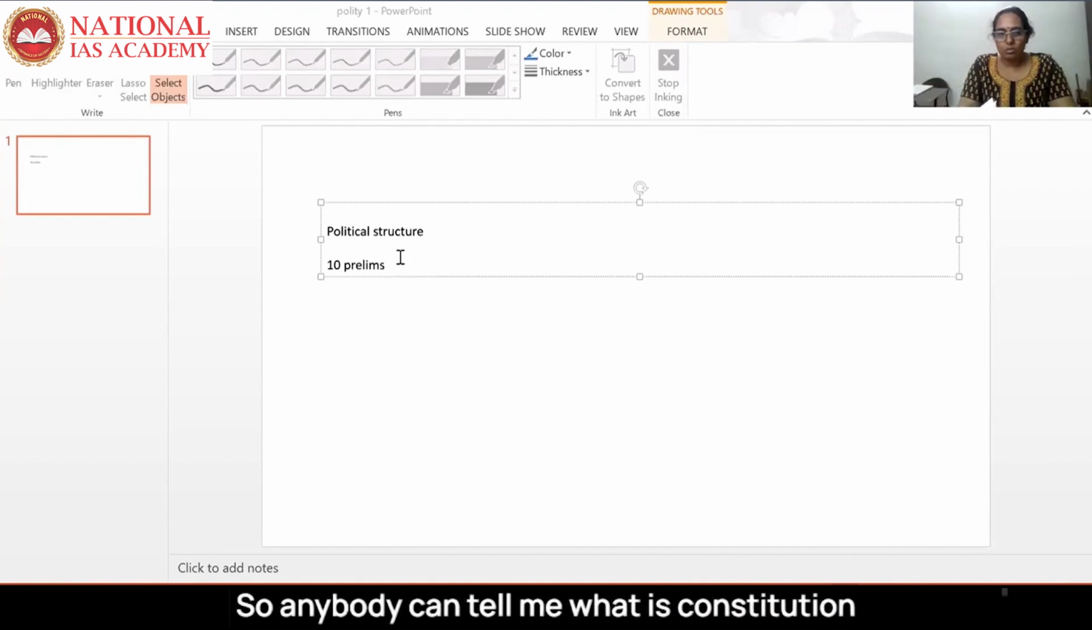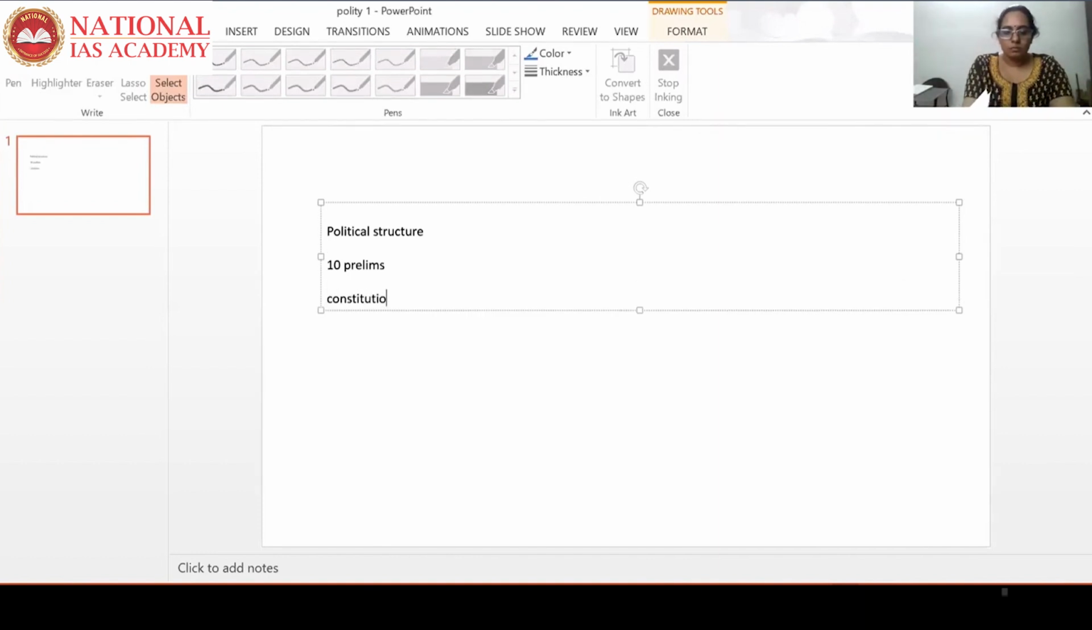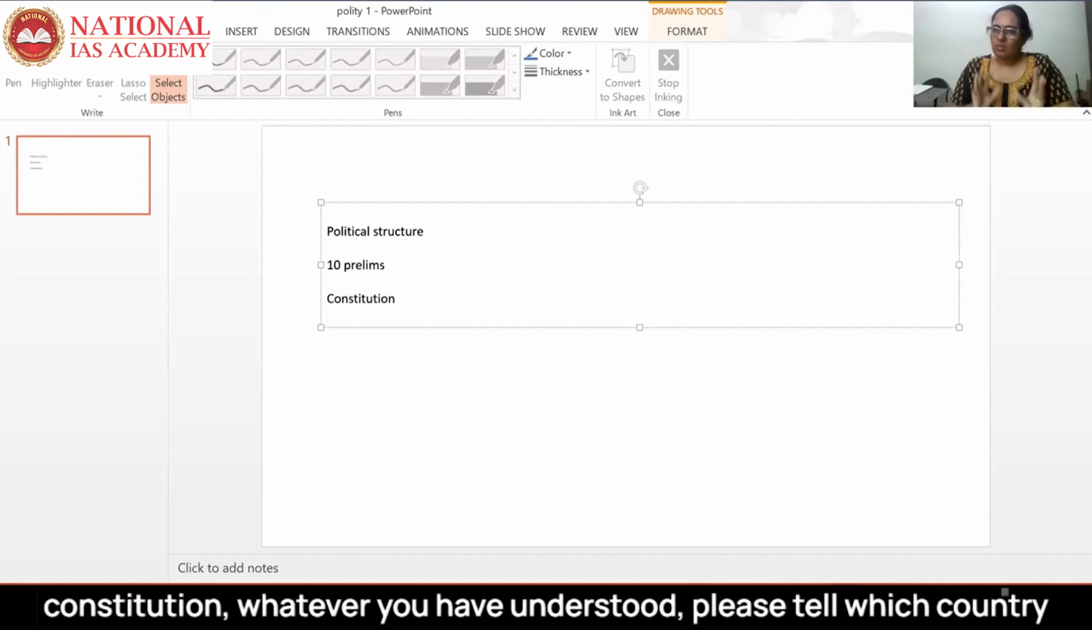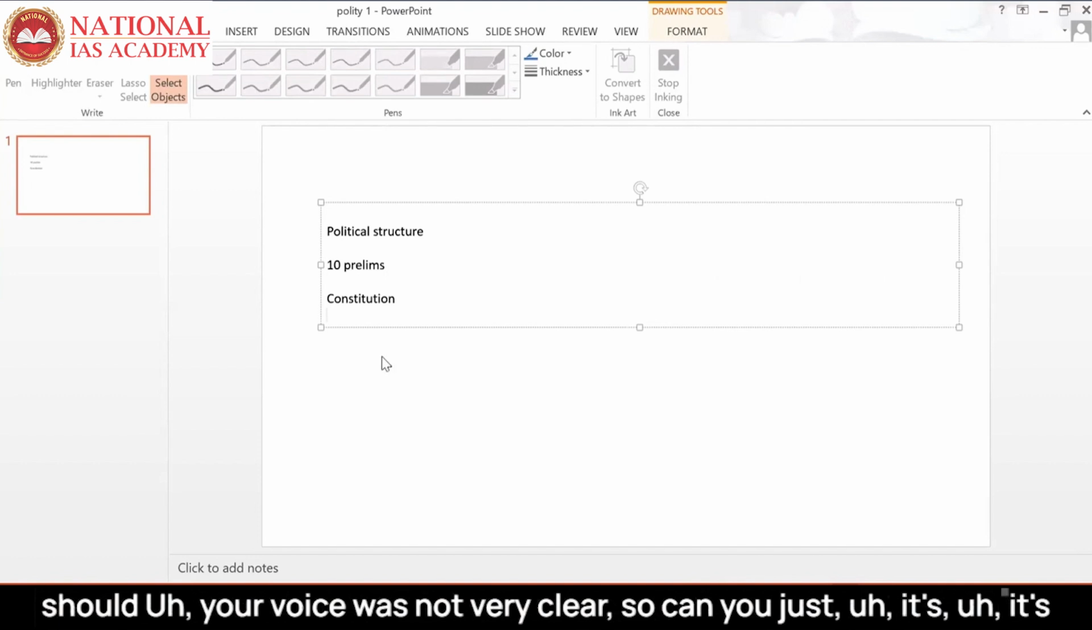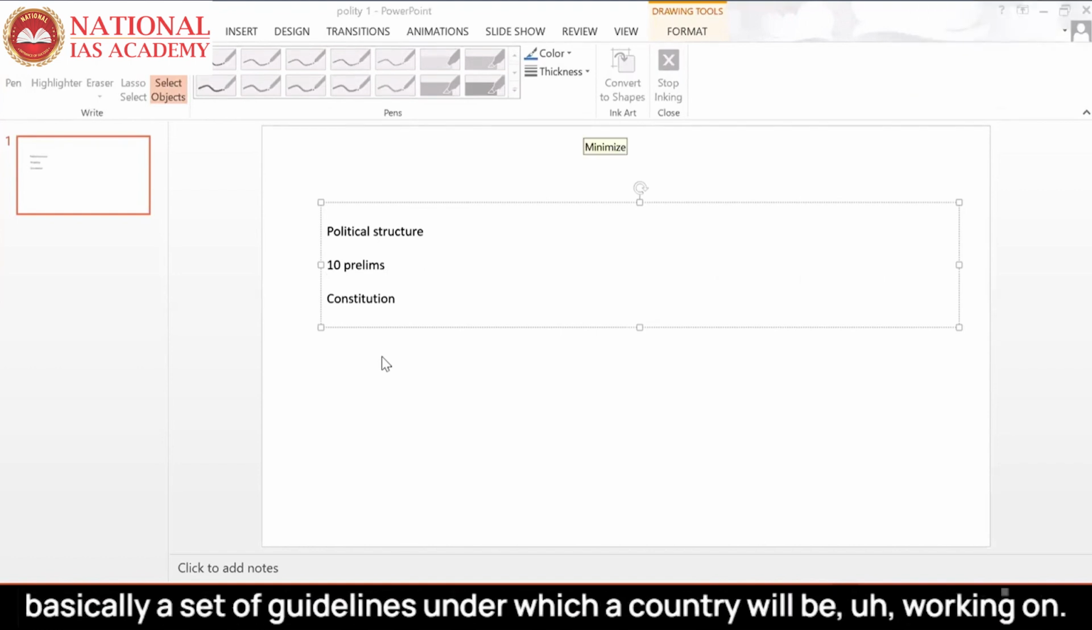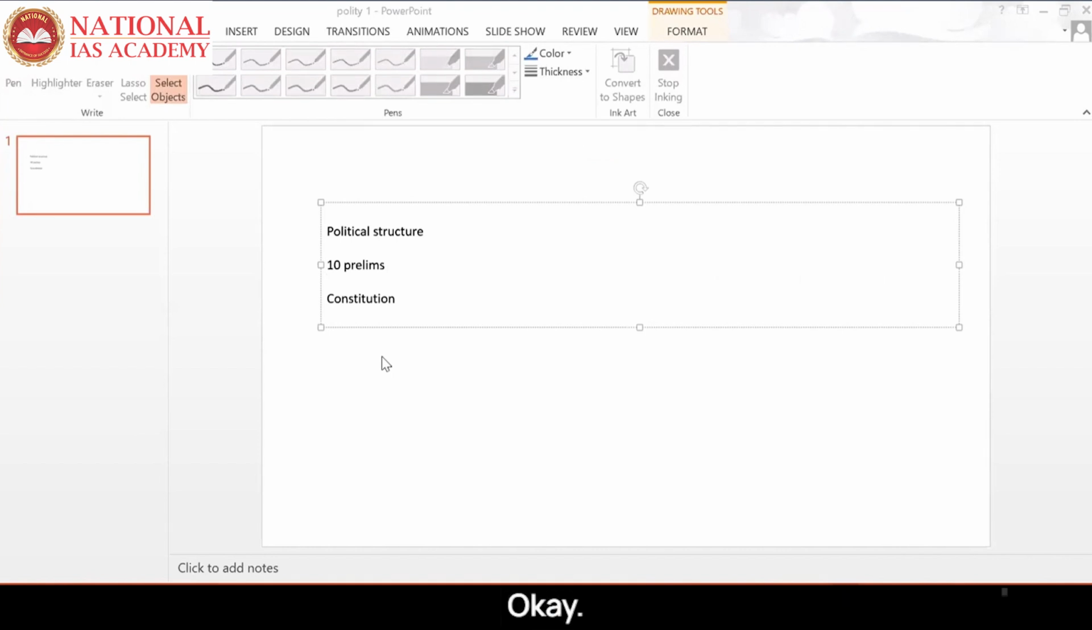Okay, so the first term that we are going to take up is definitely going to be constitution. Can anybody tell me what is constitution? Whatever you have understood, please tell. It's a set of guidelines under which a country should act. Basically a set of guidelines under which a country will be working. Okay, very good.